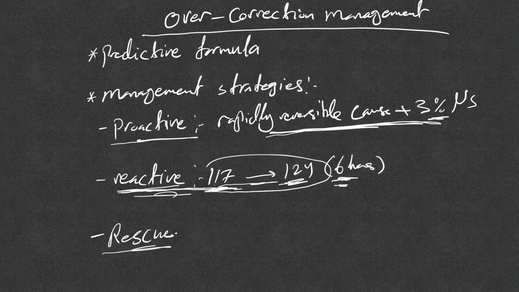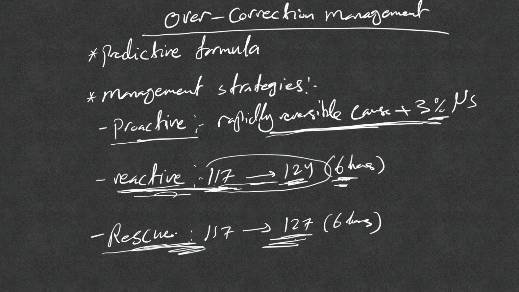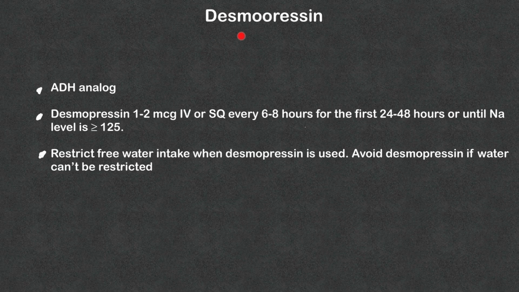Now, rescue, from the name: let's say the sodium was 117 and the next sodium level was 127, let's say in 6 hours, right? So you already exceeded the daily limit. So you start the rescue therapy, start slowing down. You want to bring that back to less than or equal to 125 to keep it less than or equal to 8 milliequivalents for that day. Unfortunately, most people use the rescue strategy, fewer use the reactive strategy, and very few use the proactive strategy.